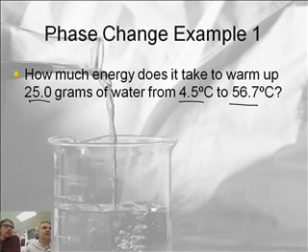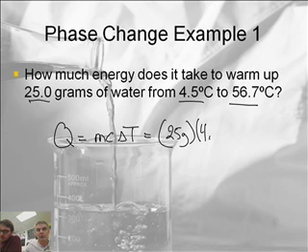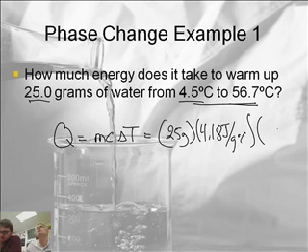This is an easy problem, Mr. Sams. So Q is equal to MC delta T. The mass is 25 grams. This is water, so this is 4.18 joules per gram degrees Celsius times my change in temperature, which looks like 52.2. I'm just putting it in parentheses and punching it in. It's 52.2. 5455 is our answer.